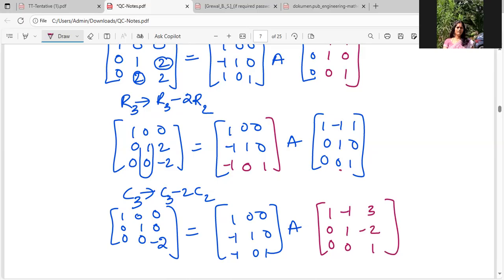What I have done here is R3 is R3 minus R2. So R3 is 0, 0 minus 2. This is 2 and this is minus 4. So this becomes 0 and minus 4 becomes minus 2. Fine. Here, what have I done? R3 minus 2 R2. R3 is what? 1, 0, 1. And 2 R2 is what? Minus 2, 2 and 0.